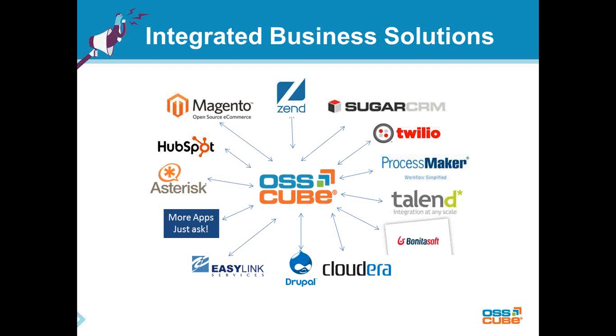OSSCube has a broad set of competencies, but what is our greatest strength and really what separates us from other open source solution providers is our ability to integrate many applications into a solution that can help to meet customer business objectives and differentiate customers from the competition. We work across Talend, we work across Cloudera, we work across Magento, we work in Sugar CRM, we work in Zend. In fact, across all the spectrum you see, we are the Zend only World Center of Excellence.